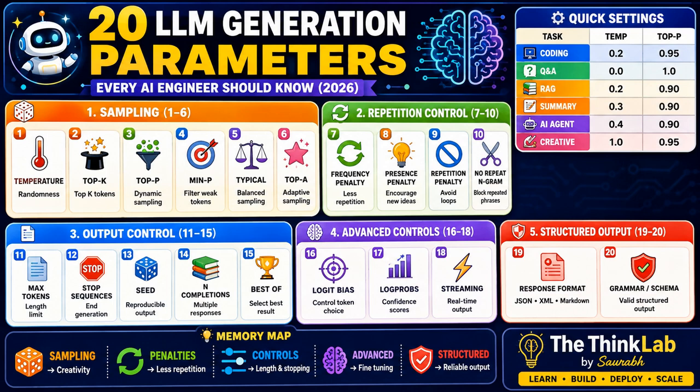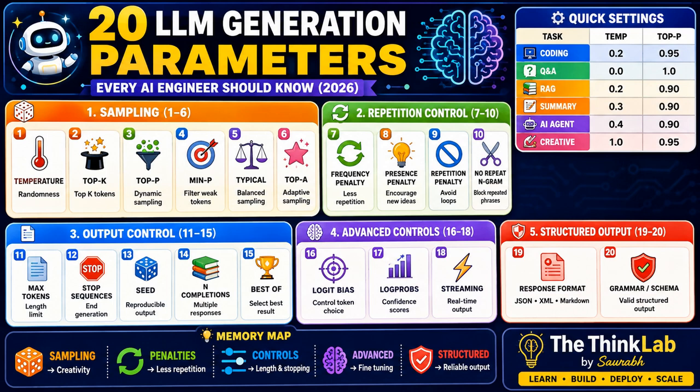Number 18 is the streaming. Streaming sends the response one token at a time. Instead of waiting for the full answer, users see the text appear immediately. So this creates a faster experience.